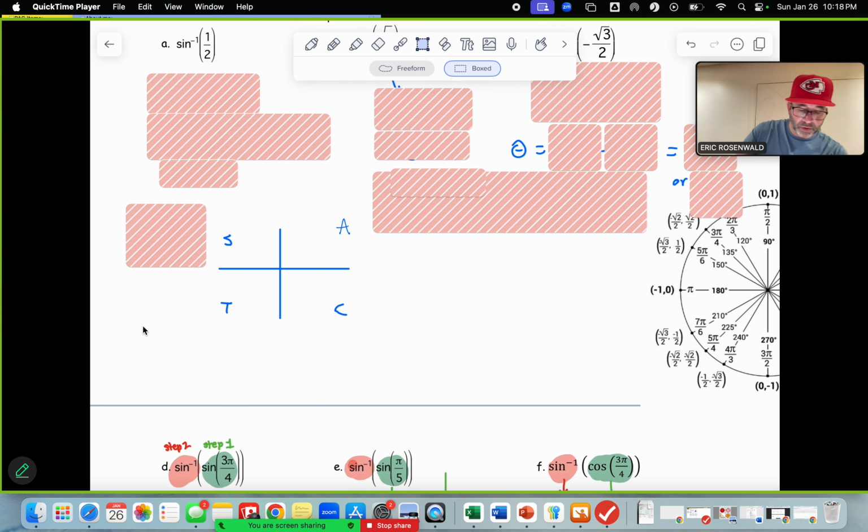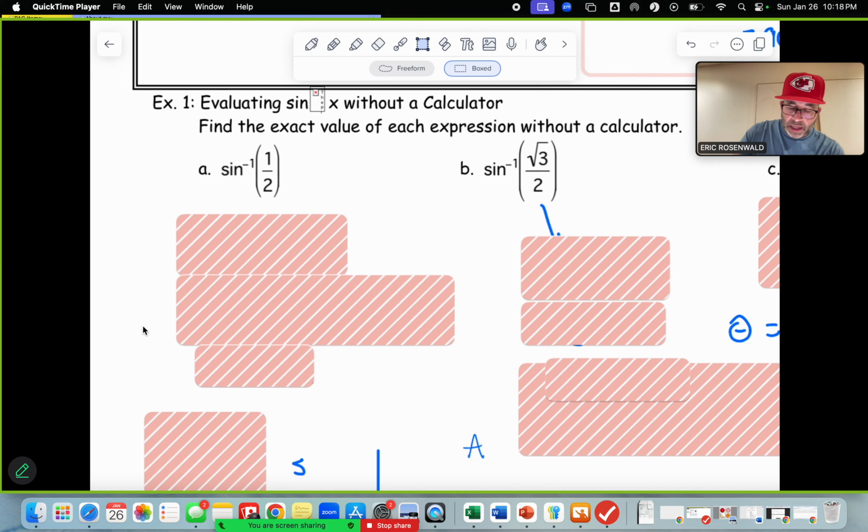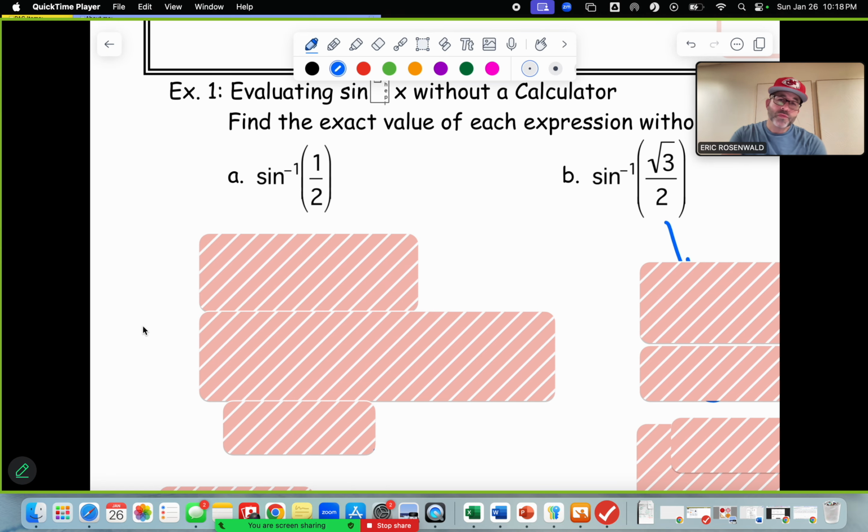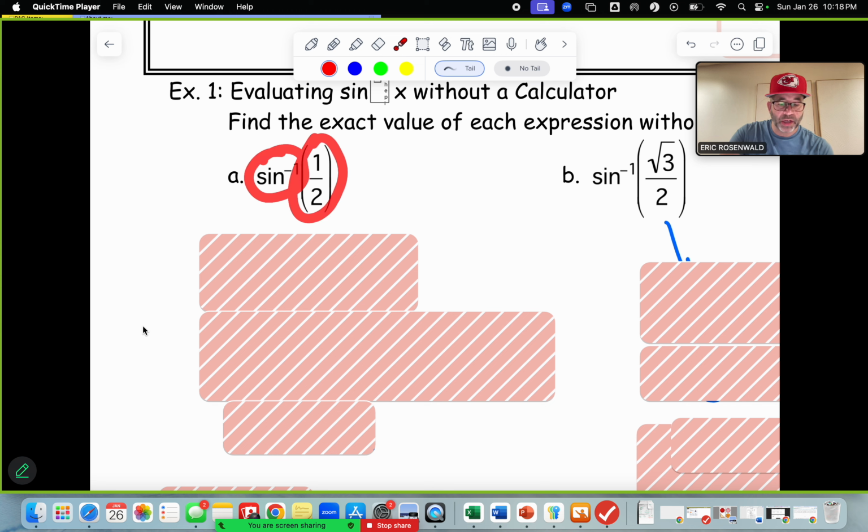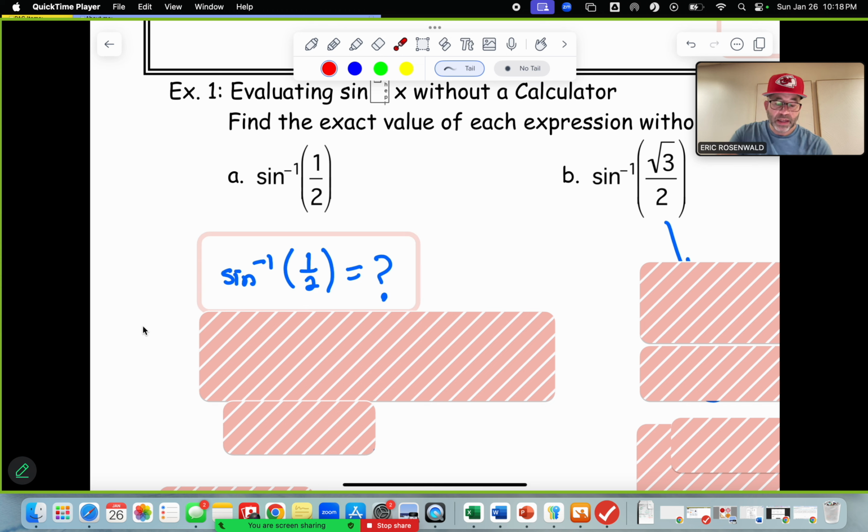All right, we'll see how quickly these problems work out with it. Here's the first thing we're looking at. I need you to understand the lingo that's actually taking place here, okay? So when it says inverse sine of 1/2, here's what this is actually saying. This says the inverse sine of 1/2 is equal to what?